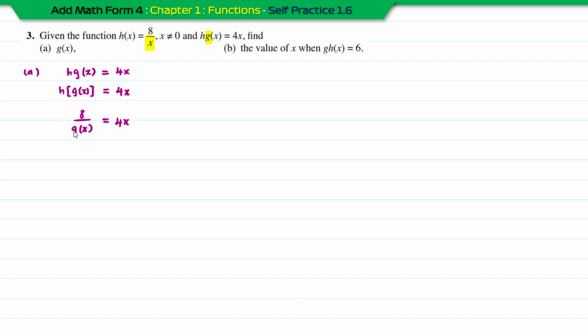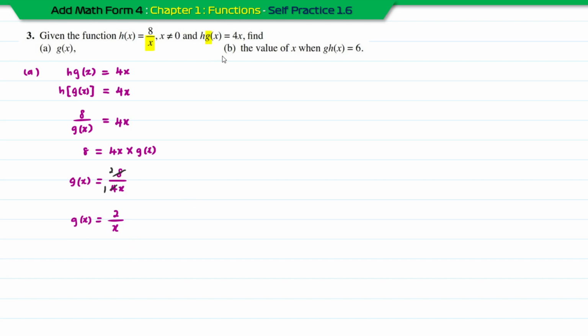To solve it, I'm going to move this g(x) to the other side, so 8 equals 4x times g(x). To find g(x), I'm going to move this 4x to the other side, so finally g(x) will become 8 divided by 4x. The 8 and the 4 we can simplify, so finally we're going to have g(x) equal to 2 over x. So this is the answer for g(x).